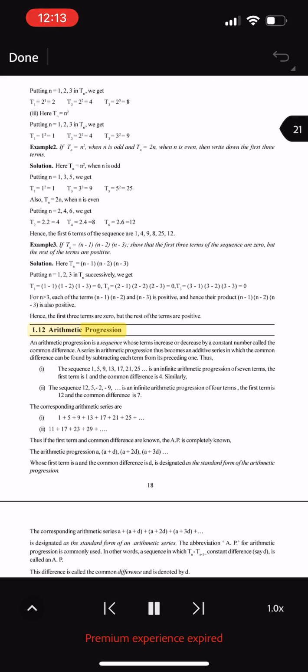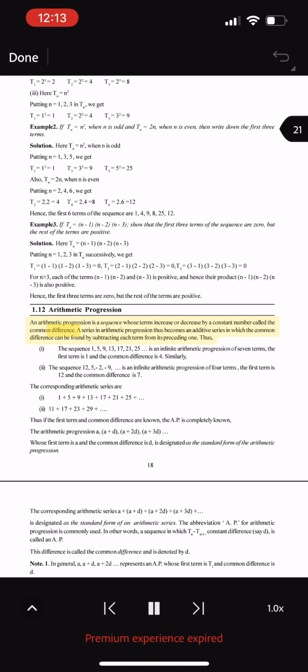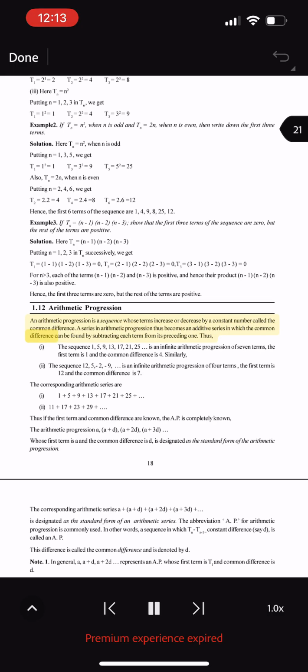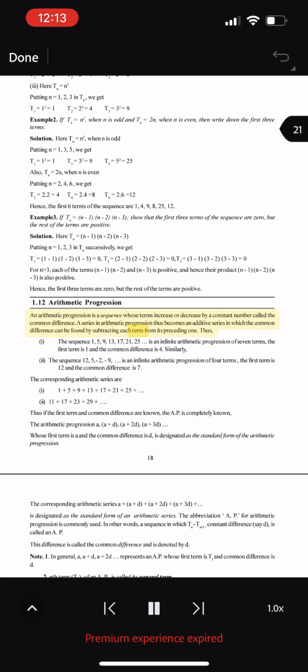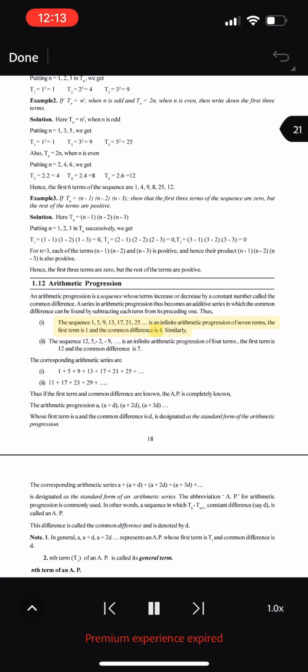1.12 Arithmetic progression. An arithmetic progression is a sequence whose terms increase or decrease by a constant number called the common difference. A series in arithmetic progression thus becomes an additive series in which the common difference can be found by subtracting each term from its succeeding one. Thus, the sequence 1, 5, 9, 13, 17, 21, 25 is a finite arithmetic progression of 7 terms. The first term is 1 and the common difference is 4.